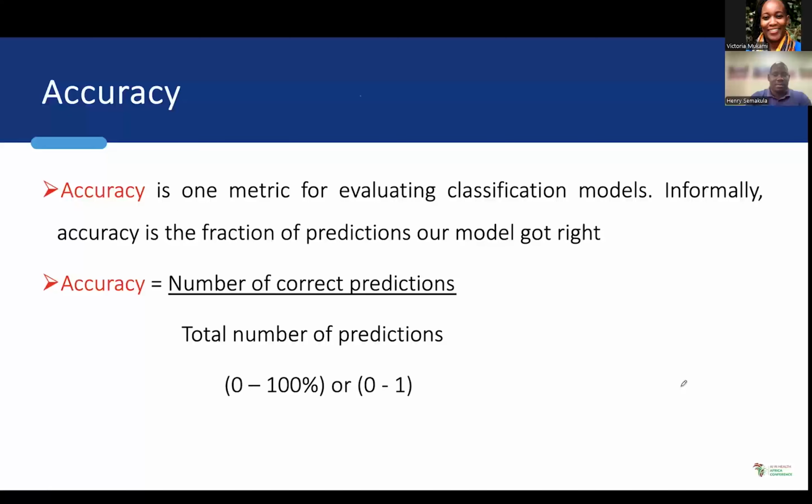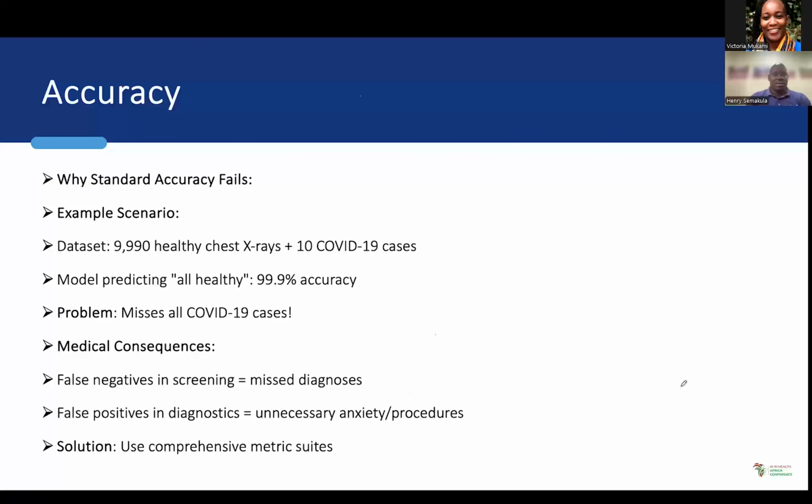False positives and true negatives. There is a reason why I said we shouldn't always consider the accuracy of the model alone. We are going to have an example. So let's have an example.